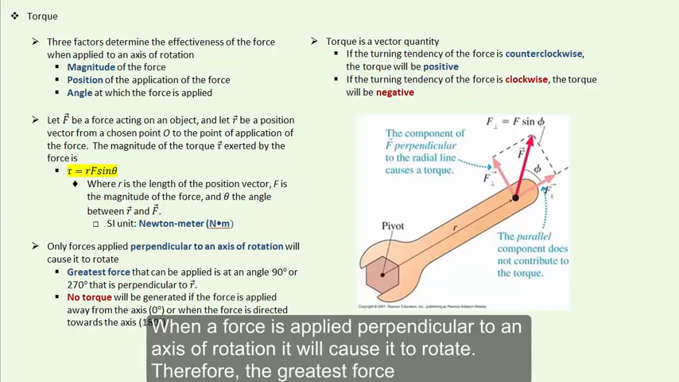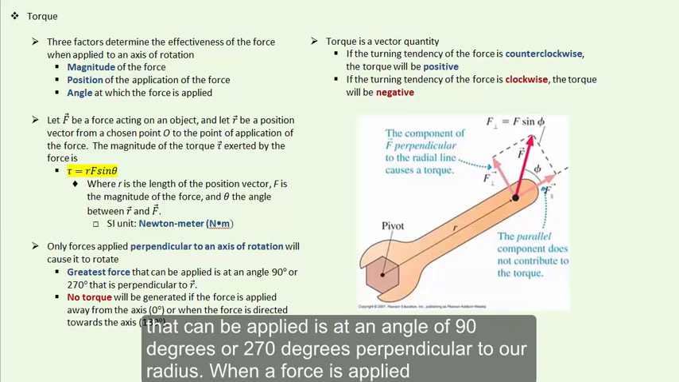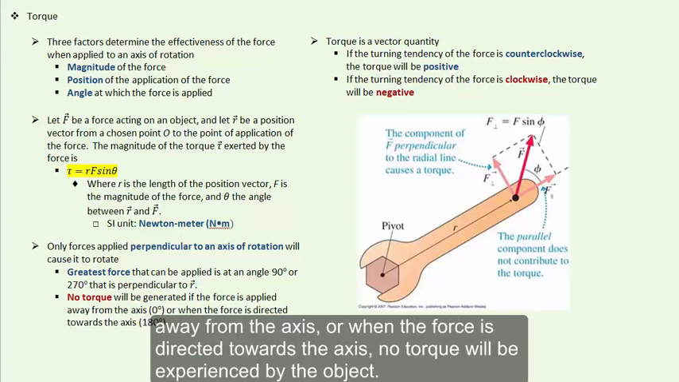When a force is applied perpendicular to an axis of rotation, it will cause it to rotate. Therefore, the greatest force that can be applied is at an angle of 90 degrees or 270 degrees, perpendicular to our radius. When a force is applied away from the axis, or when the force is directed towards the axis, no torque will be experienced by the object.